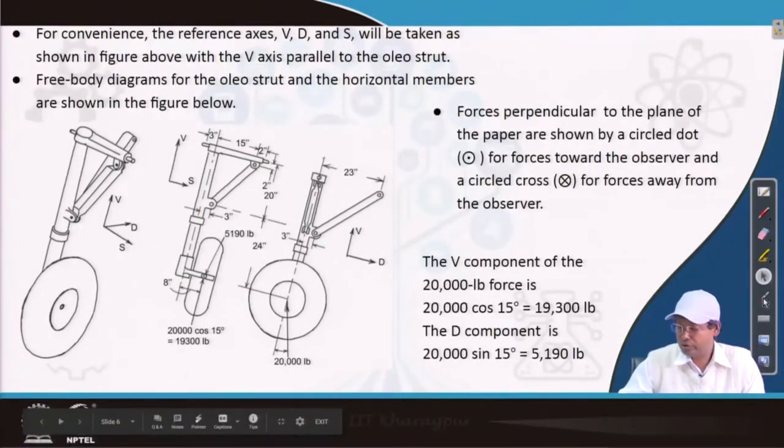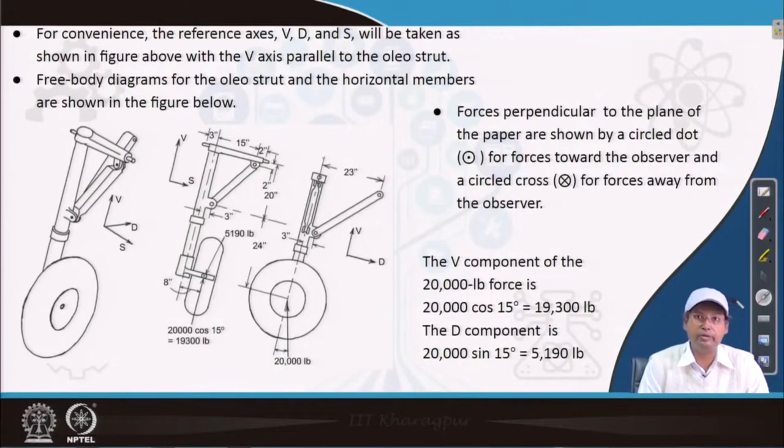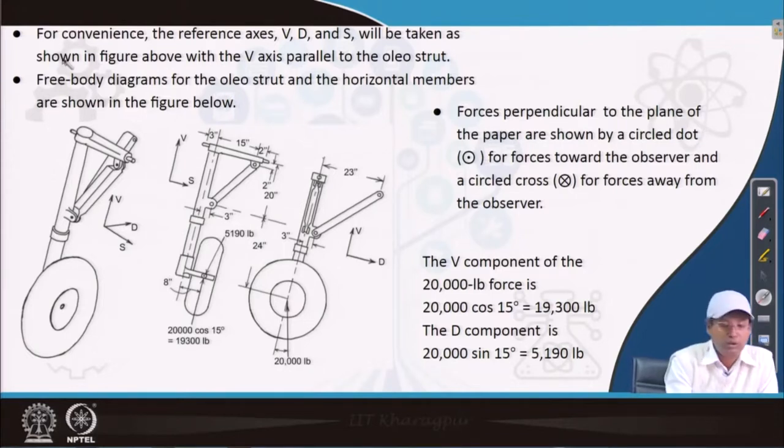Some more preliminary understanding we need to follow, otherwise it will be difficult to understand the problem properly. For convenience, the reference axes V, D and S will be taken as shown in the figure above, with the V axis parallel to the oleo strut. Free body diagram of the oleo strut and the horizontal members are shown in the figure below. This is in the next slide. This figure is not exactly the free body diagram. Free body diagrams will come in the next slides.